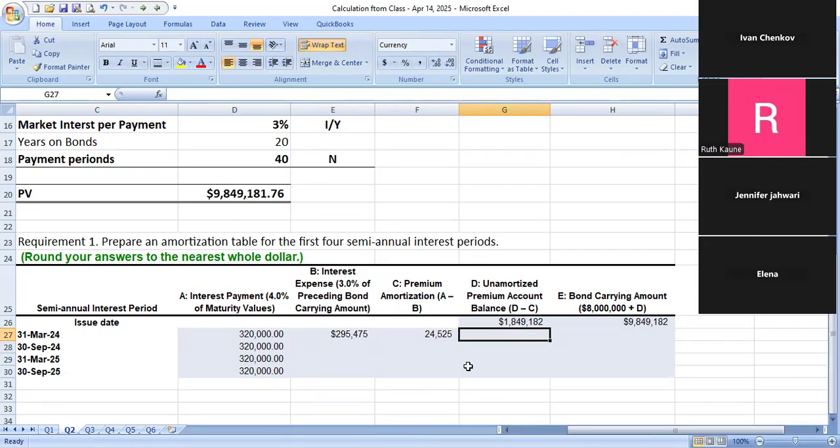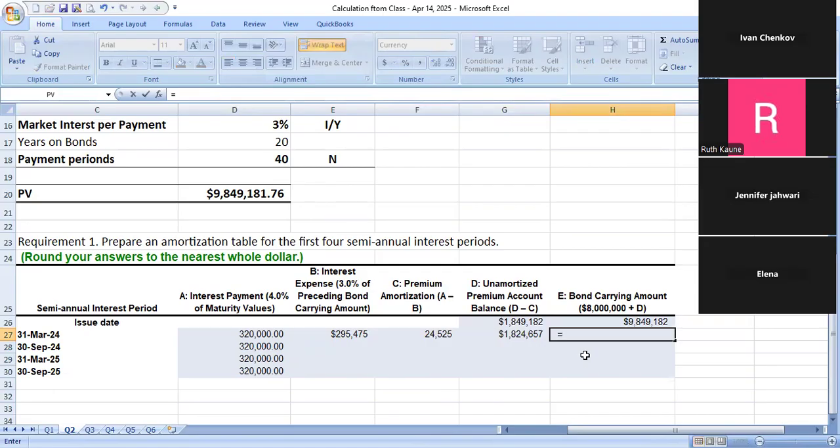Now, what are we going to do with the unamortized premium account on the bonds? How are we going to get this? We're going to get the original amount minus the premium amortization, correct? And we're going to get this amount. And what will be the new carrying amount? It's going to be the beginning balance minus the premium amortization, correct? Are you guys with me?